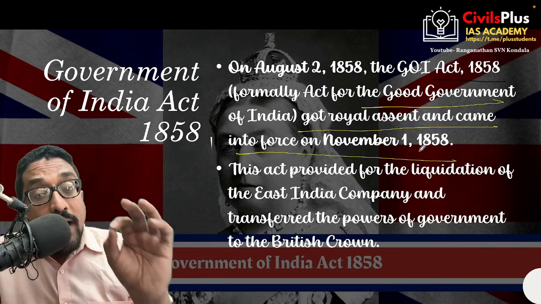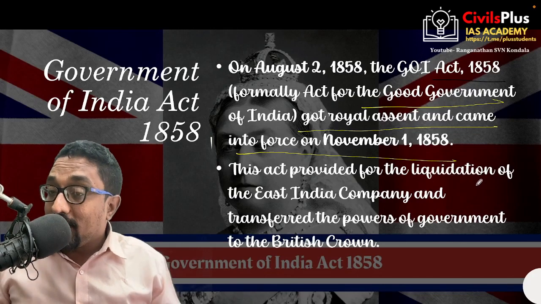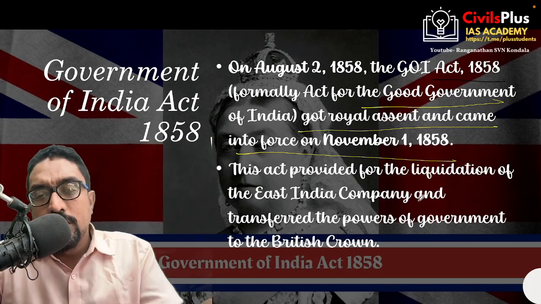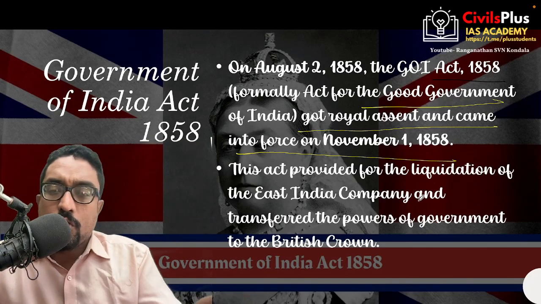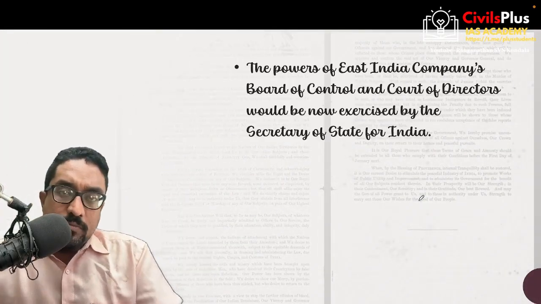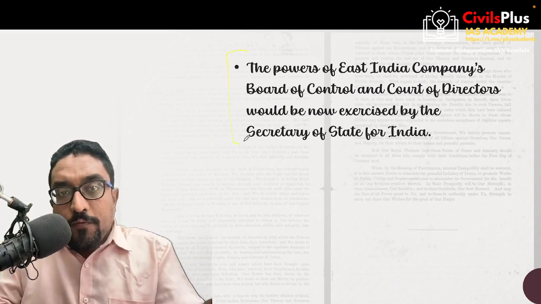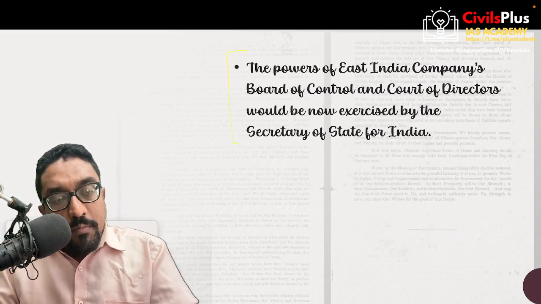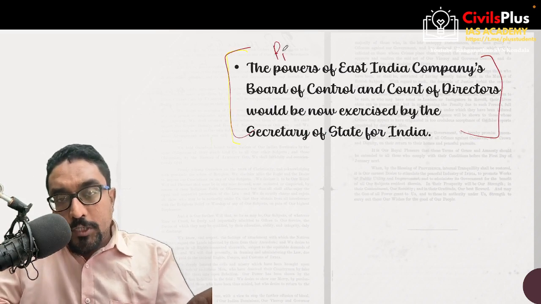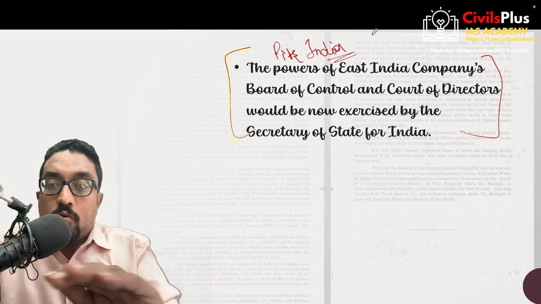The act also provided for the liquidation of the East India Company and all its assets in India. So the East India Company eventually was closed down by 1862-63, and by 1892 everything was closed by the Crown. Now, the powers of the East India Company's Board of Control and Court of Directors, which, if you remember, were established as part of Pitt's India Act, were now gone.